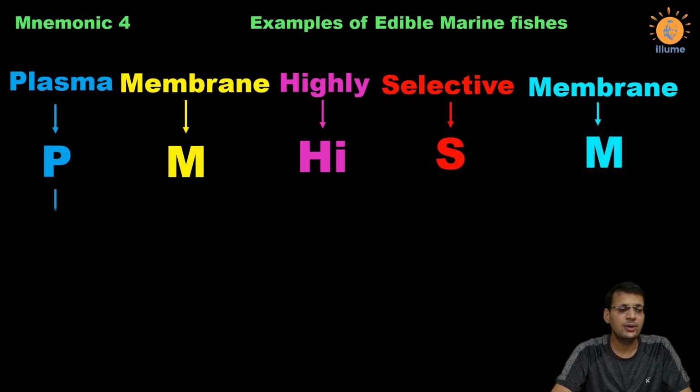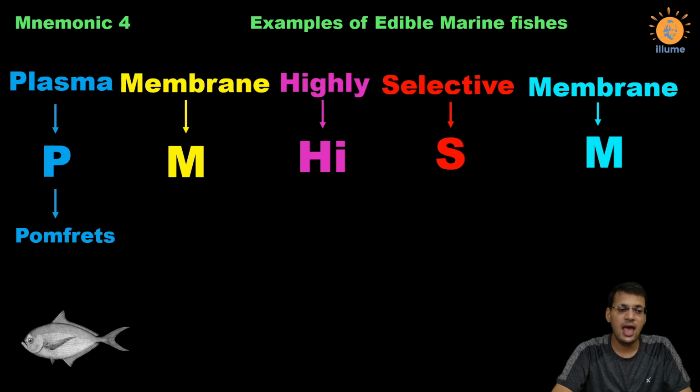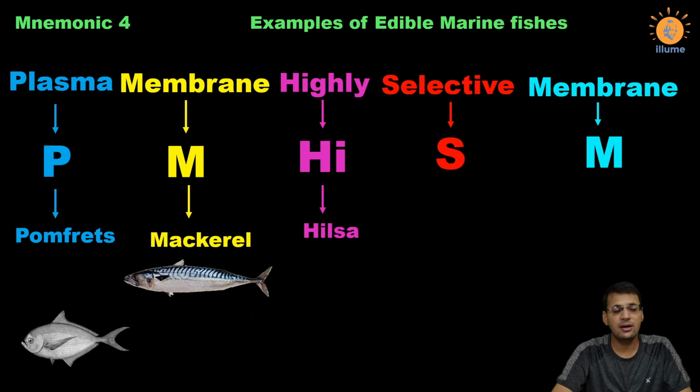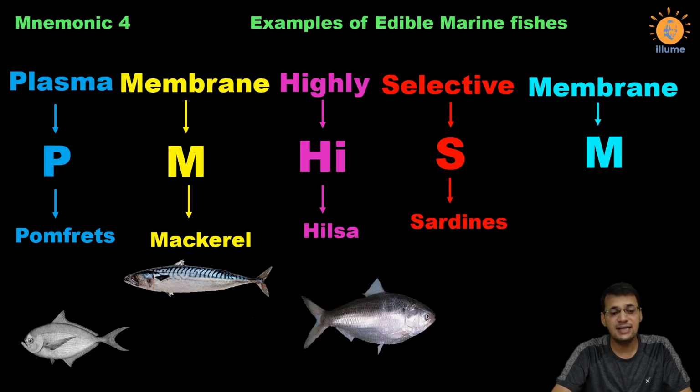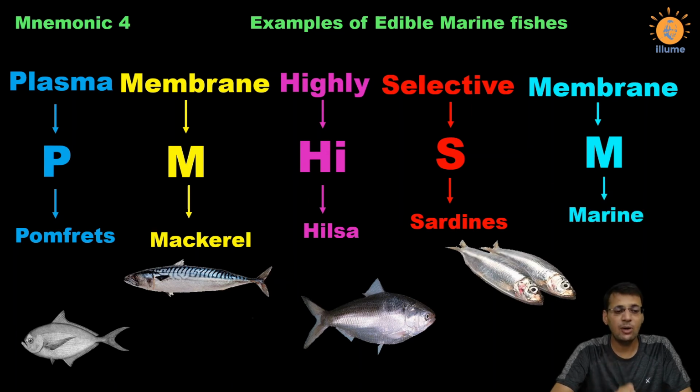By P, you can remember pomfrets. M would remind you of mackerel. HI would make us remember hilsa. S would help you remember sardines, and M would help you remember marine. That means pomfrets, mackerel, hilsa and sardines. All these fishes are marine fishes and are frequently used as edible fishes. So another important question for NEET, we just remembered by a very simple sentence.